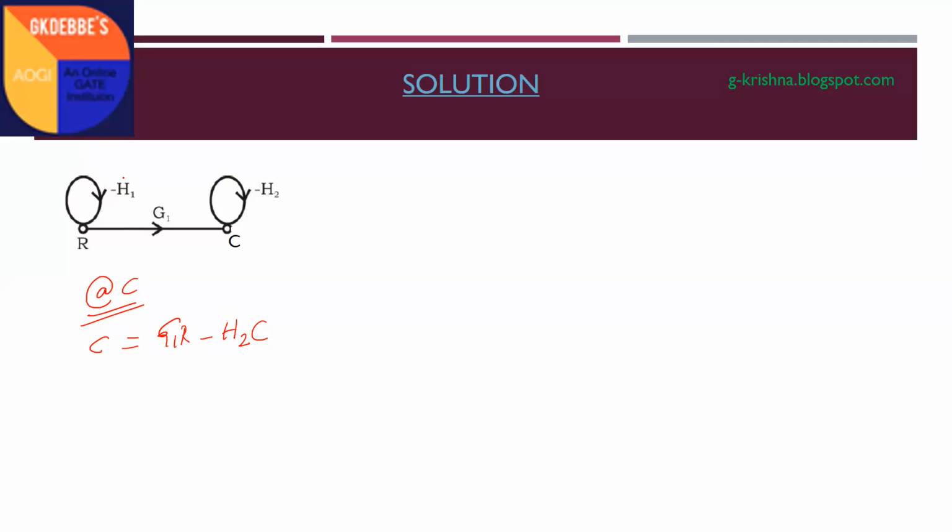Whenever you write this equation, in finding the relationship between C and R, the effect of this self loop gain minus H1 is no effect. Even if you remove that loop, the system equation will remain the same. Remember that. Now by solving this, C into (1 plus H2) is equal to G1 R, or C by R is G1 by (1 plus H2). So this is your correct answer for this SFG.